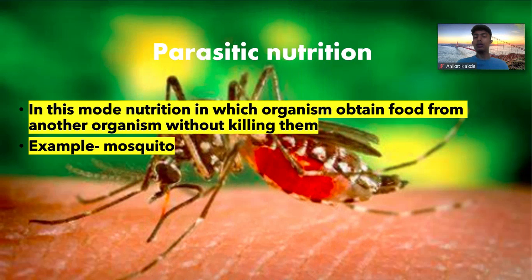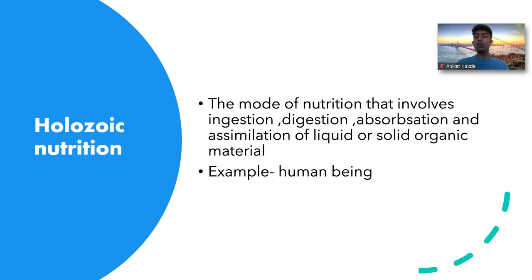Second one, parasitic nutrition. In this mode of nutrition, the organism obtains food from another organism without killing it, for example a mosquito. The third one is the holozoic mode of nutrition. The mode of nutrition that involves digestion, absorption and assimilation of liquid or solid organic material, for example human beings.